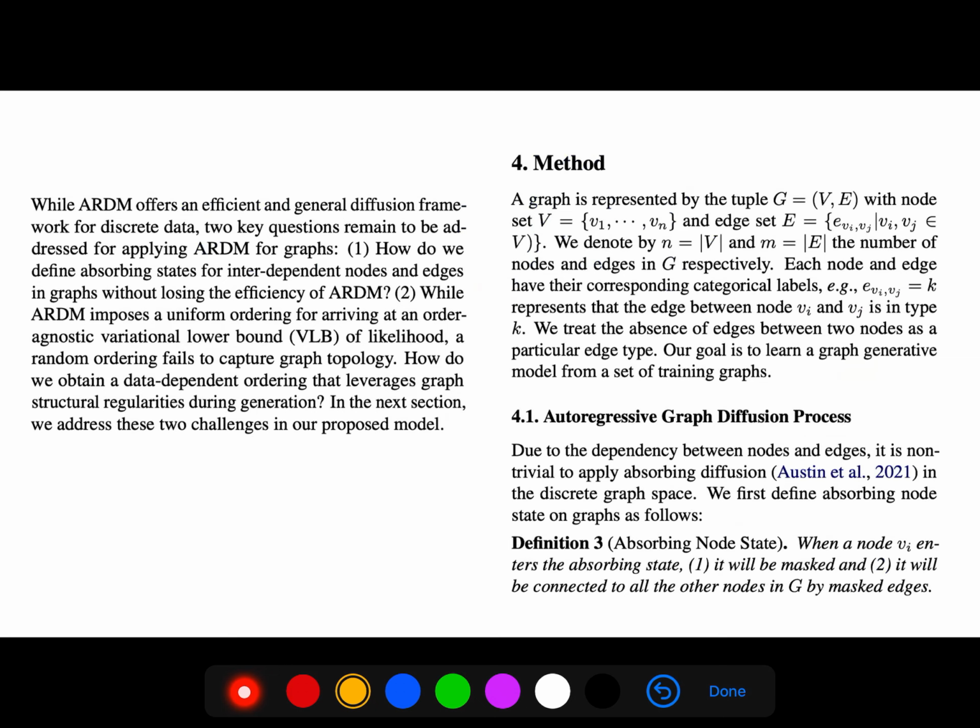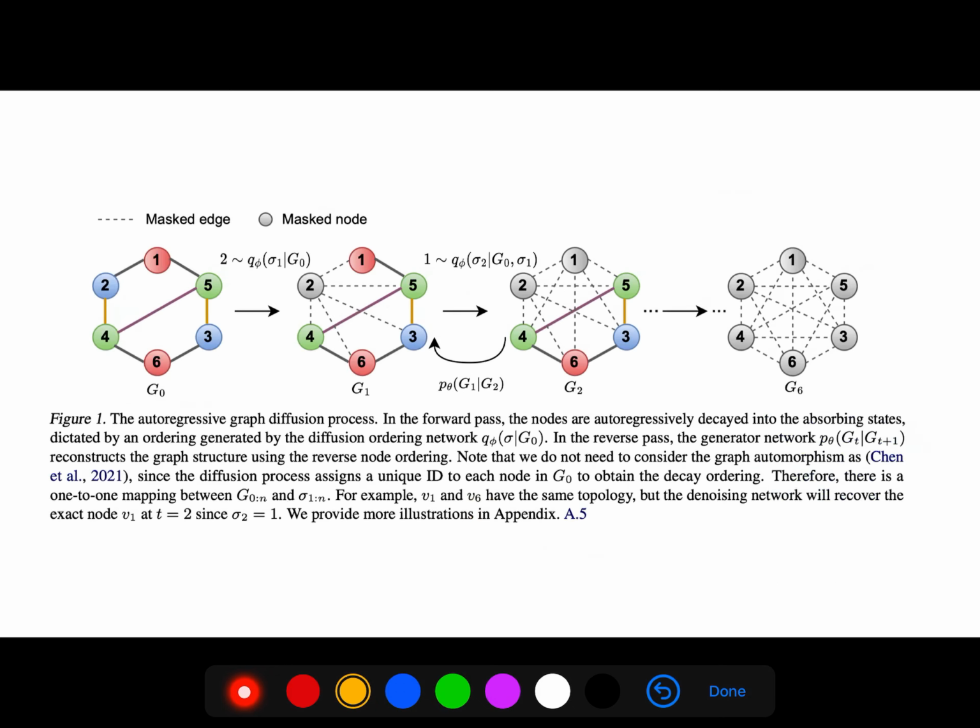So now they want to use it for graphs. So what is absorbing node state? When a node enters the absorbing state, it will be masked and it will be connected to all other nodes in G by masked edges. You see the autoregressive diffusion process, in which the nodes are autoregressively decayed until they reach the fully absorbing state. All nodes are in absorbing states.